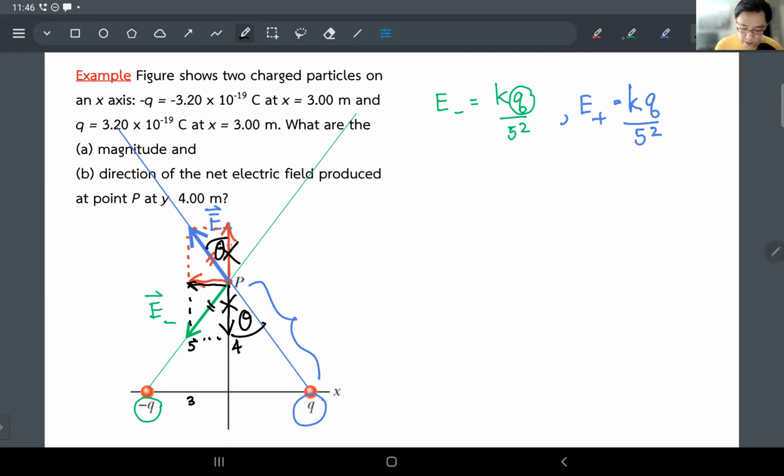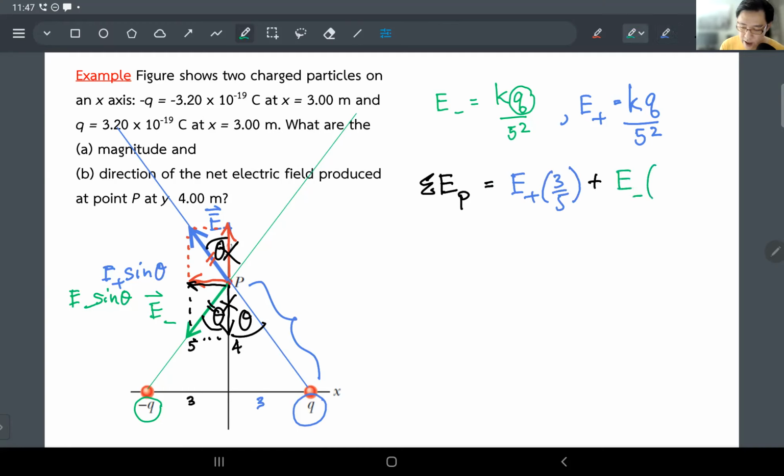So what you want is the horizontal component of the E plus is going to be E plus sine theta. The horizontal component for the green is going to be E minus sine theta as well. You guys with me? All right, and let me put theta here as well. And that will allow you to find out the net electric field at point P. I can put P down here, is going to be E plus sine theta, where sine theta is the opposite over hypotenuse there. It's going to be 3/5 plus E minus sine theta, same value, 3/5.